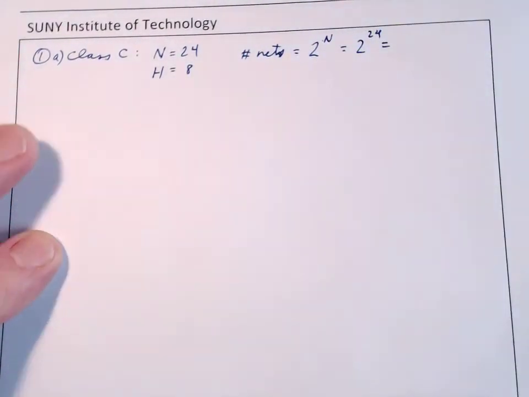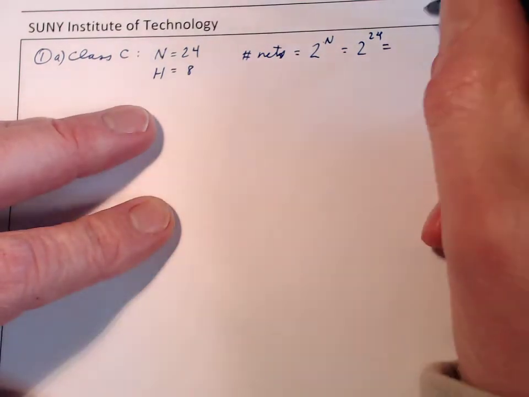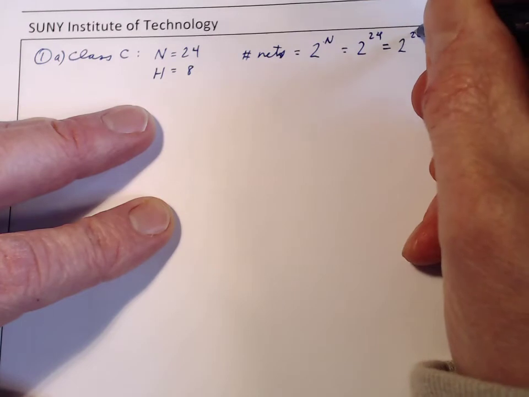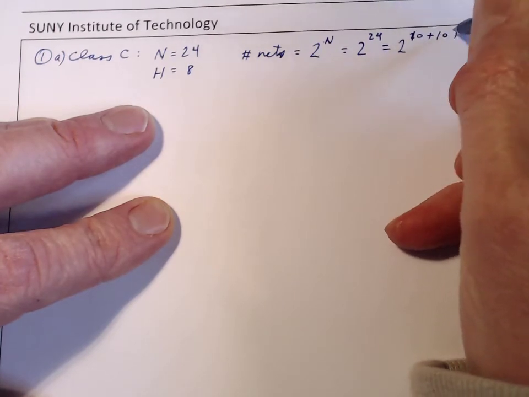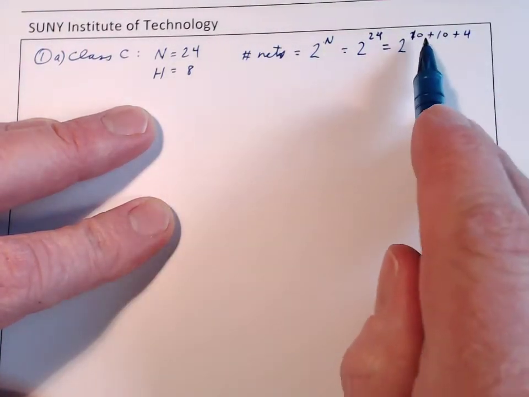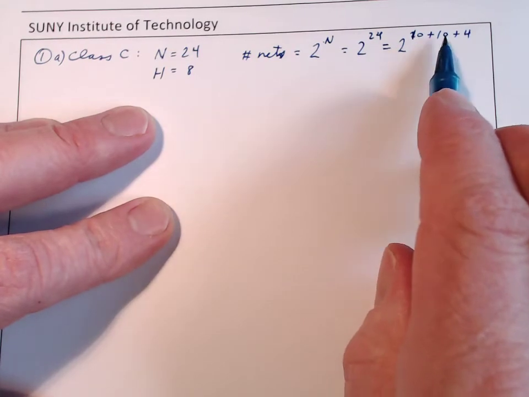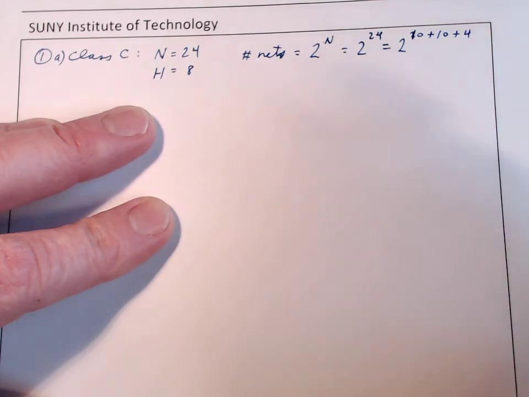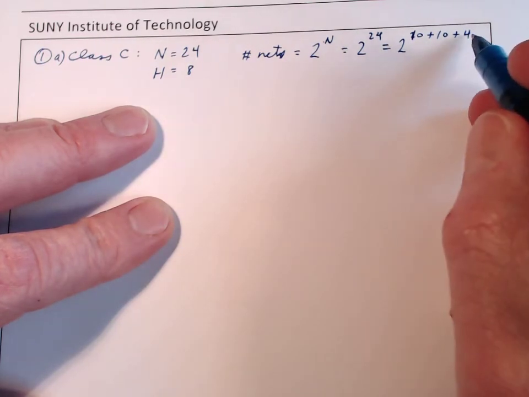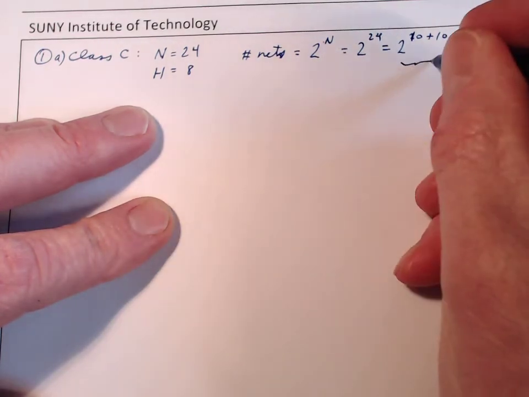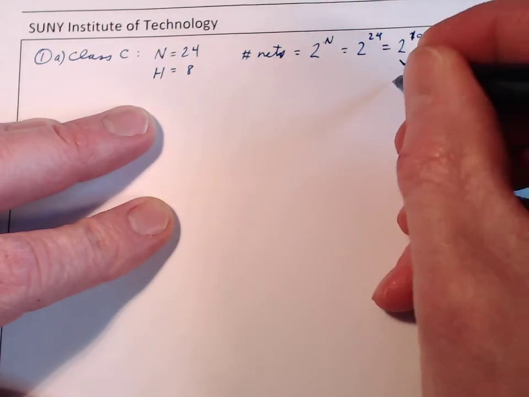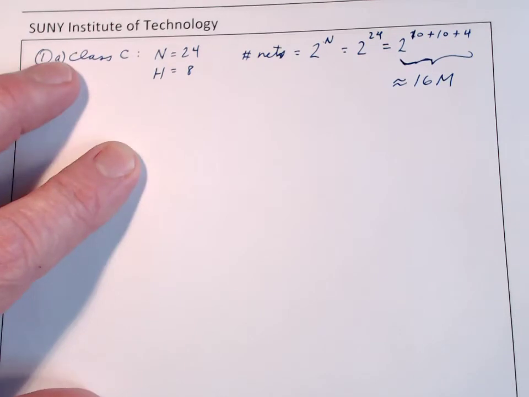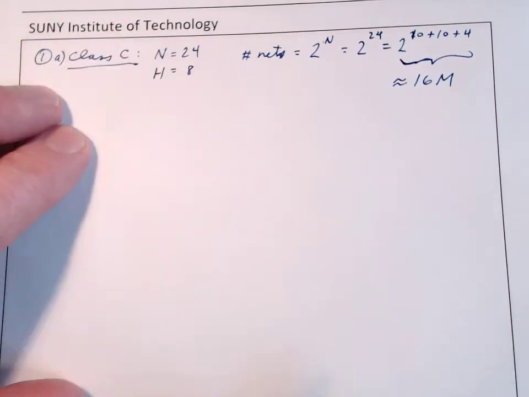And using that old trick that I showed in an earlier video, 2 to the 20 or 2 to the 10 plus 10 plus 4. Each time we have 2 to the 10, it's about 1,000. So we have 1,000 times 1,000 times 2 to the 4th. 2 to the 4th is 16, so this is about 16 million addresses. 16 million Class C networks, that is.